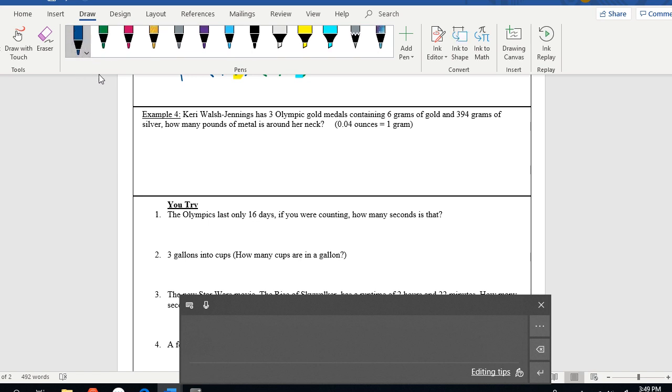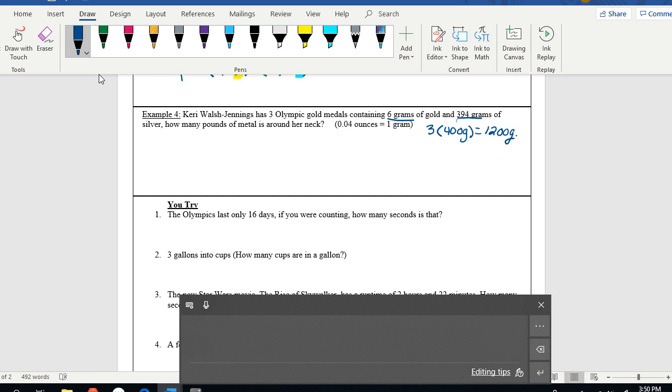So let's start again. Carrie has 3 Olympic gold medals containing 6 grams of gold and 394 grams of silver. How many pounds of metal are around her neck? Okay, so first of all, how many grams do we have total? There's 6 grams here, 394 grams there. She has 3 golds containing 400 grams of metal apiece. So it's 3 times 400 grams, which will be 1,200 grams of metal.